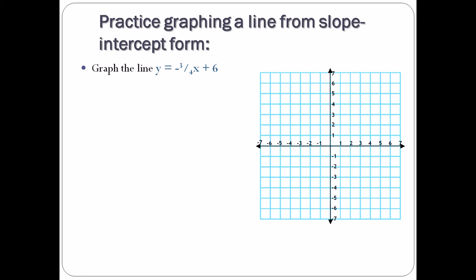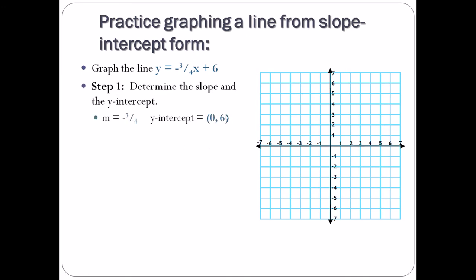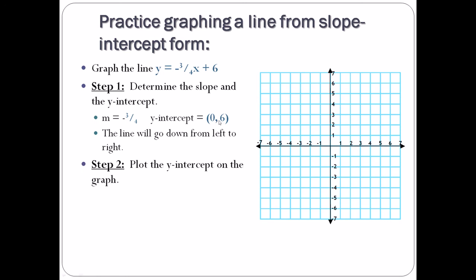Okay. I'm assuming you graphed the line and you're ready to check it. So what was step 1? Let's write down our slope and our y-intercept. Slope was negative 3/4. Y-intercept is 0, 6. Was it going to go up or down? Of course it has to go down. All right. Step 2. Plot the y-intercept. Did you plot 0, 6? Right there on your graph.